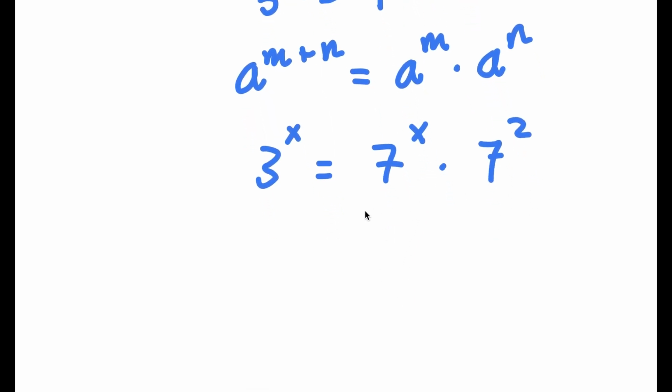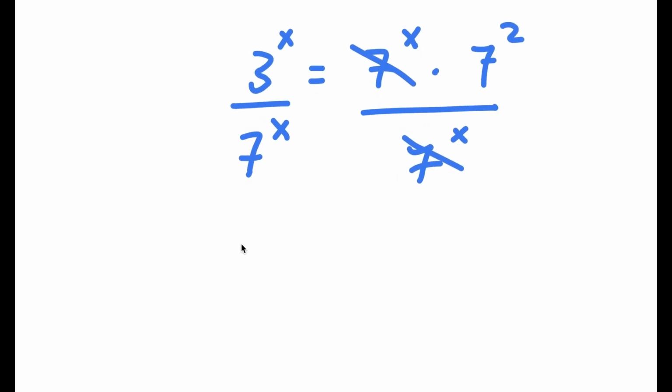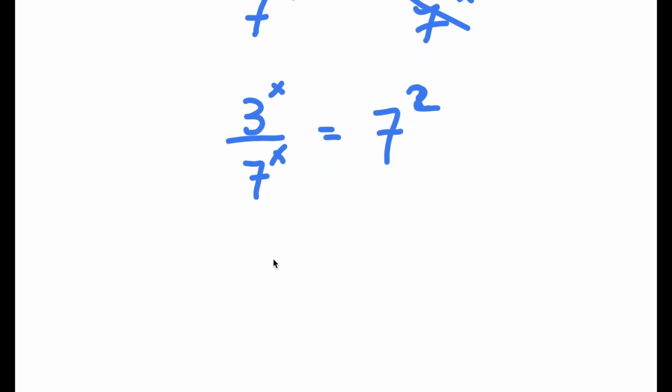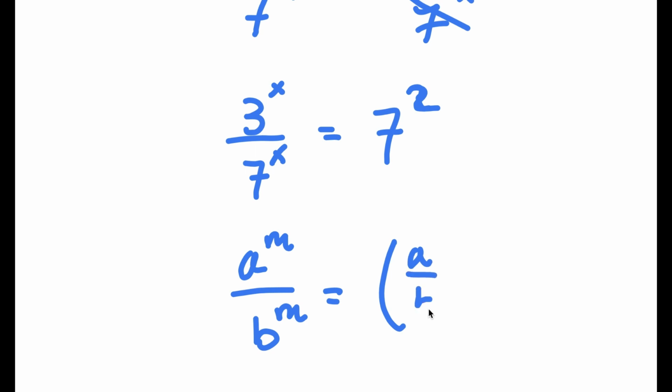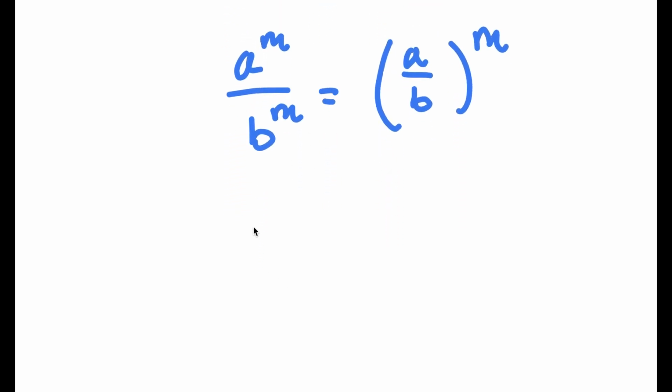Now, I'm going to go ahead and divide both sides by 7 to the power of x. So then these two cancel out, and now I'm going to be left with 3 to the power of x over 7 to the power of x is equal to 7 squared. And if I have something in the form a to the power of m over b to the power of m, this is the same thing as a over b to the power of m. So 3 to the power of x over 7 to the power of x, that's equal to 3 over 7 to the power of x, which is equal to 7 squared.